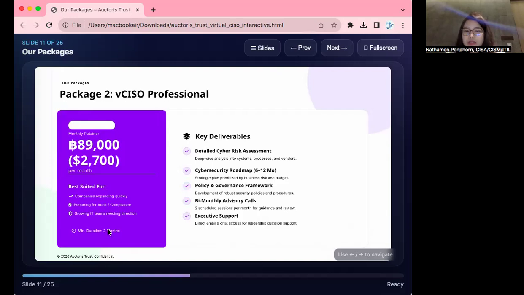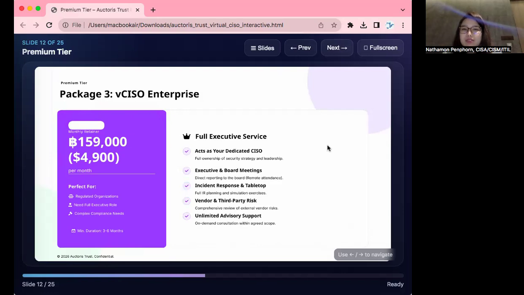This is suitable for companies that expand very quickly, are preparing for audit and compliance, and have IT teams that are growing and require direction. The key deliverables are the detailed cyber risk assessment, the cybersecurity roadmap for 6 to 12 months, the policies and governance framework, the bi-monthly advisory calls, and the last one, executive support, like email or chat access for the leadership for any quick decision.